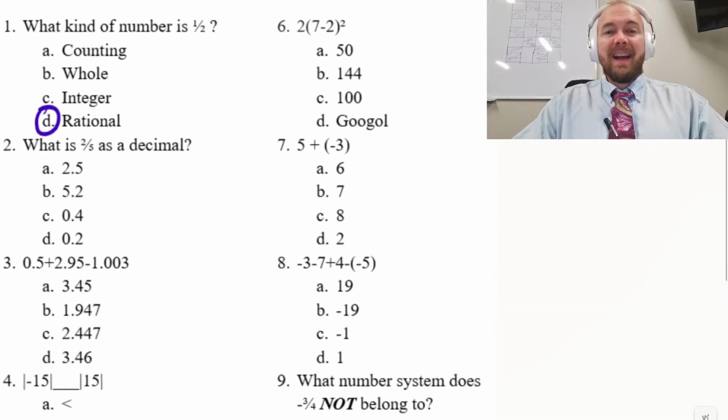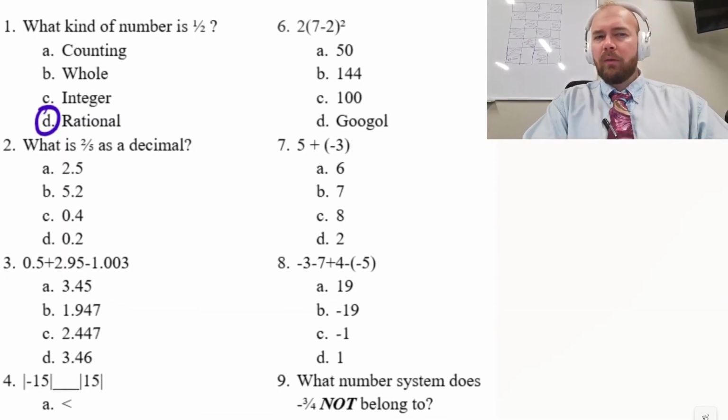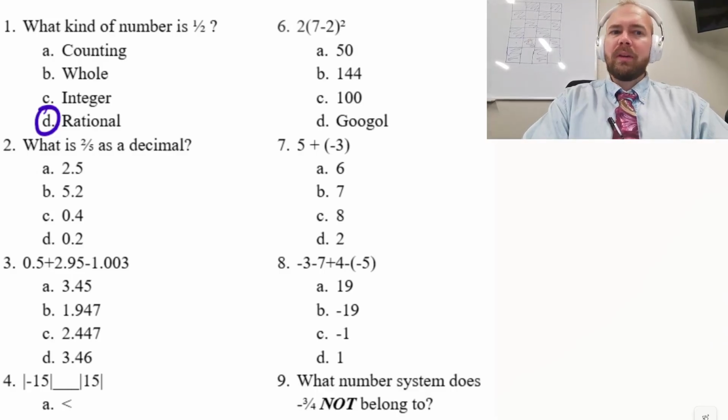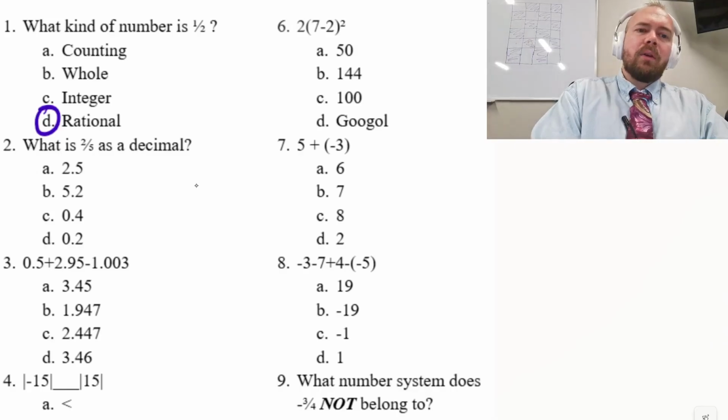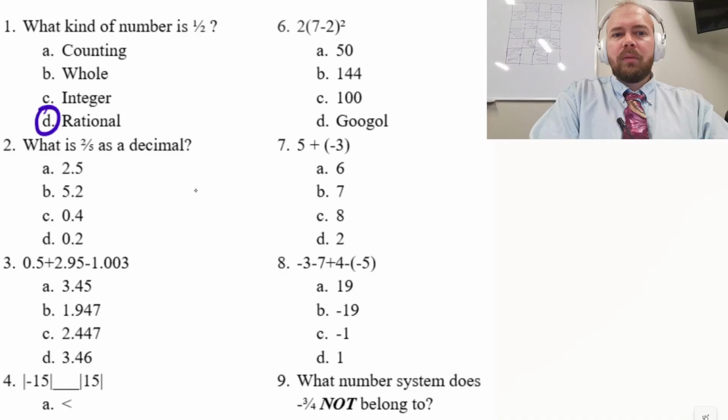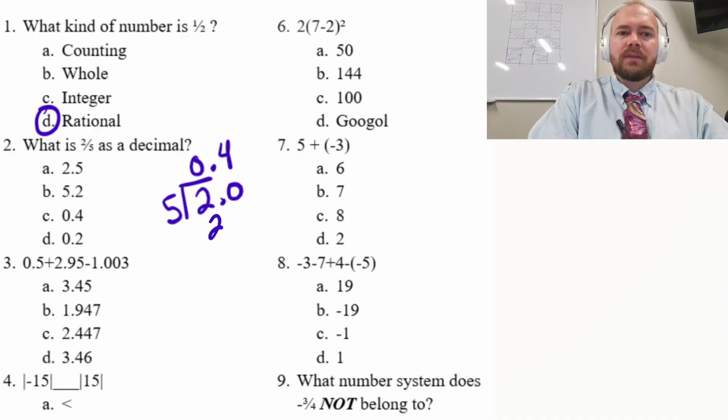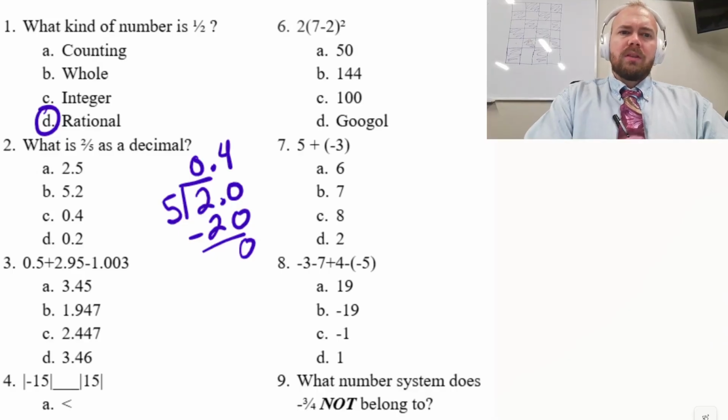Moving on. Number 2, what is 2/5 as a decimal? The fastest thing to do would be to just know your fifths. 1/5 is 0.2, 2/5 is 0.4, 3/5 is 0.6, 4/5 is 0.8, and 5/5 is, well, 1. However, if you don't have those memorized, anytime you're turning a fraction into a decimal, you take the top number, put it in the box, bottom number outside. 5 goes into 2 0 times, but it goes into 20 4 times. 4 times 5 is 20. 0 remainder there. So it's 0.4. All right, number 3.